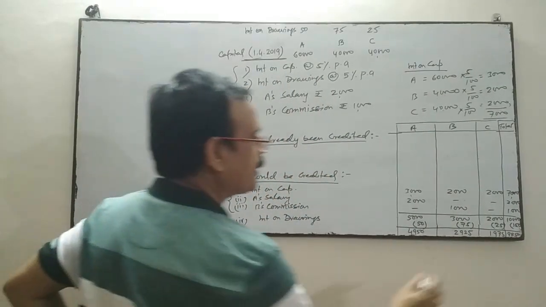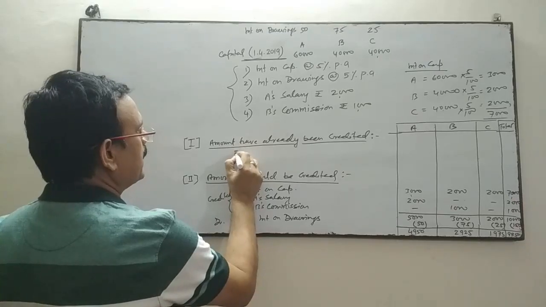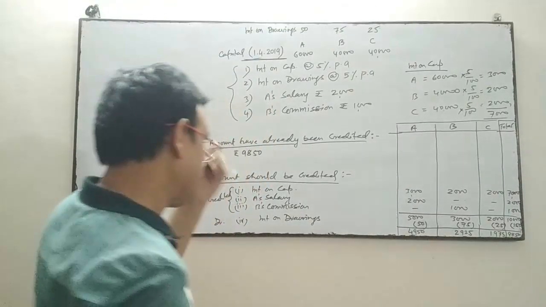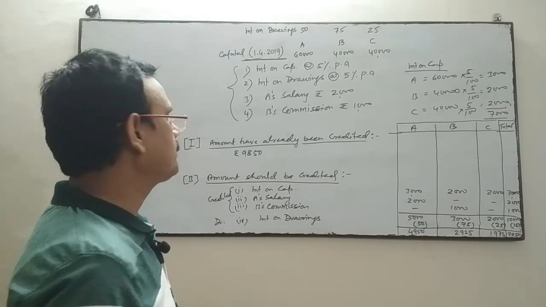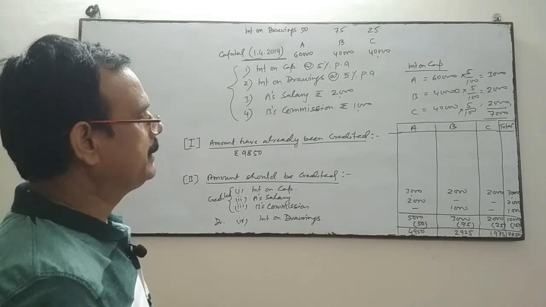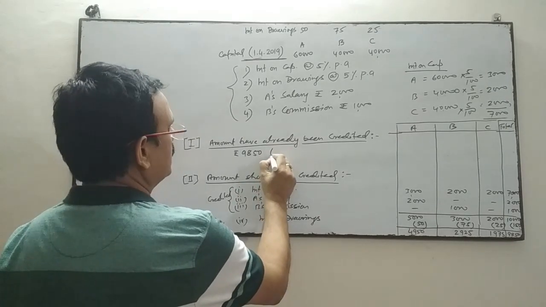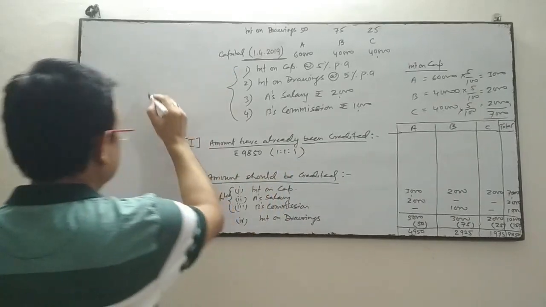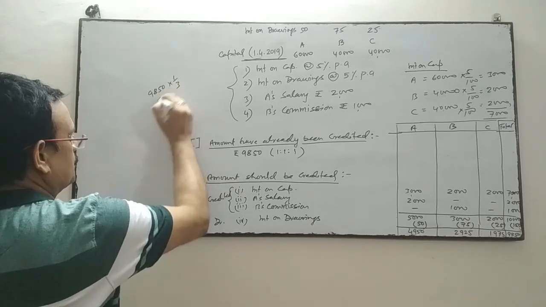So the amount that has already been credited, rupees 9,850, has already been credited in the partners' capital accounts in their profit sharing ratio. Here I assume that the profit sharing ratio is equal, 1:1:1. So 9,850 will be divided in the equal ratio.